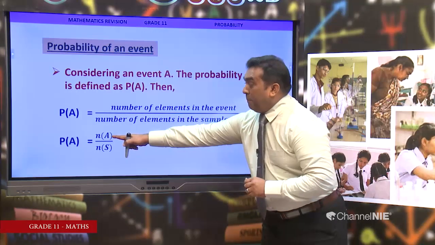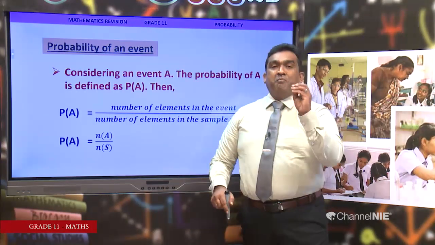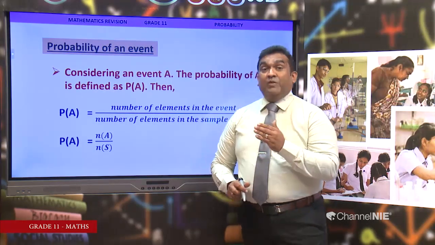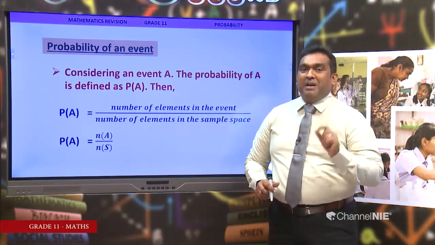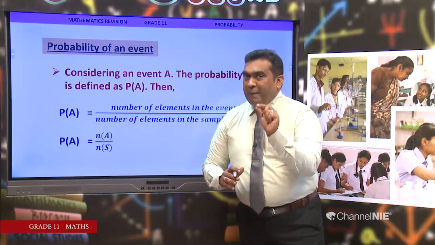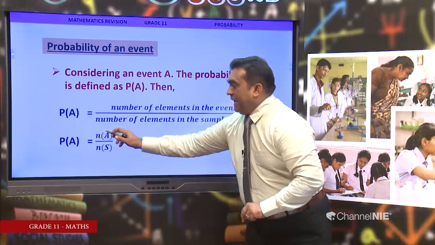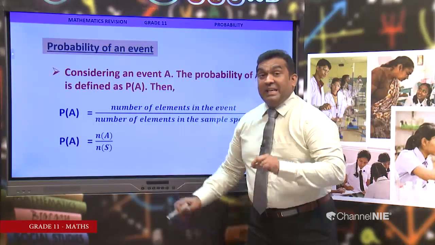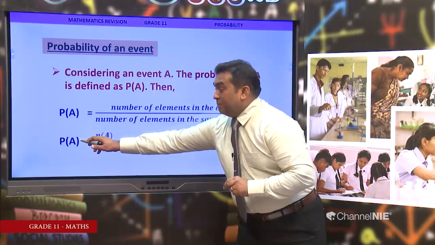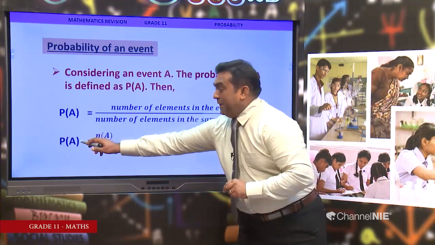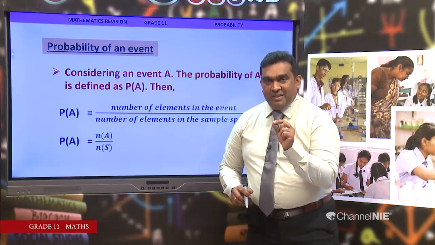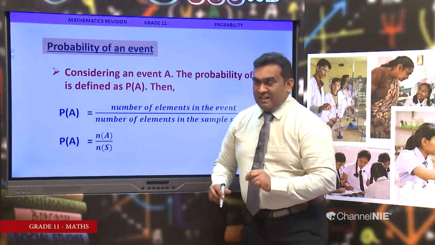If you put here P(B), the probability of B, how to define it? The number of elements in the event B should be divided by the number of elements in the sample space. There is a pattern. P(A), N(A), N(S) is compulsory. Right? If you consider P(B), N(B), P(C), N(C), there is a pattern. You have to identify that. Right? We will see.